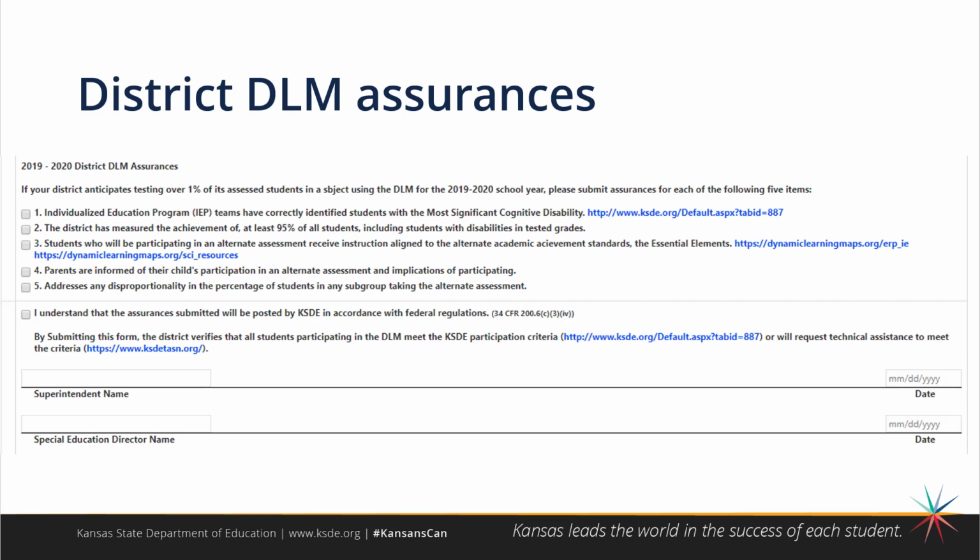If you anticipate your district will test over 1% of its students on an alternate assessment or the DLM in any subject area, you must complete the assurances. There's a place for the superintendent's signature and the director of special education. We only need one signature in order for this to be submitted.